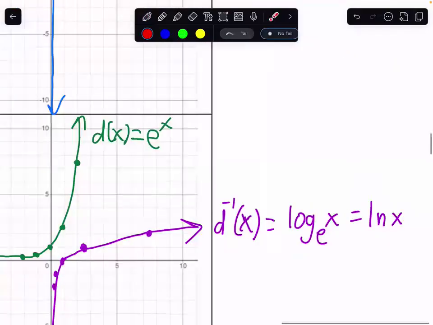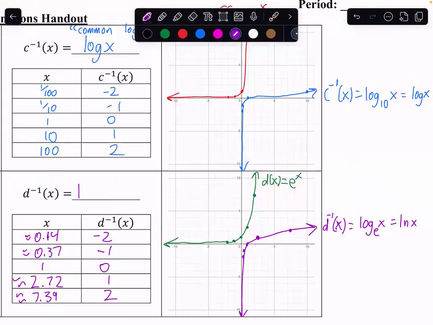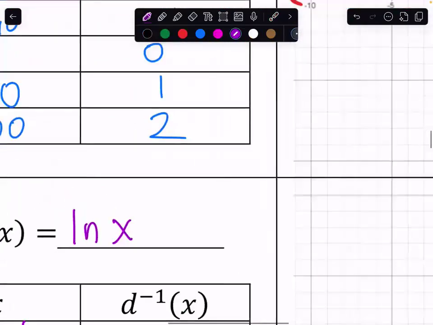Just like above, you never see it as log base 10 of x, you just see log x. From now on, you'll never see it as log base e of x. You'll see it as ln x. The meaning of ln is the natural logarithm, or just natural log.